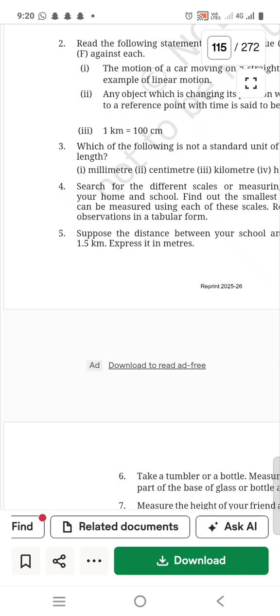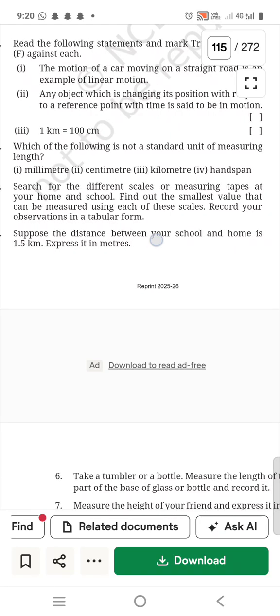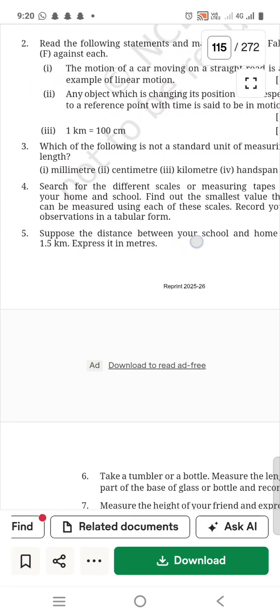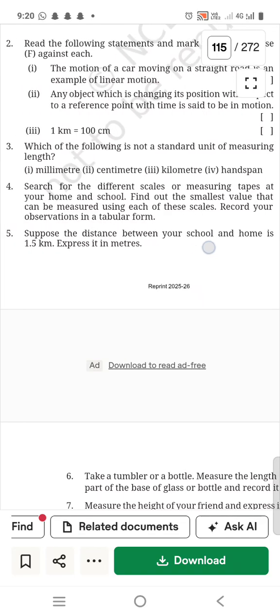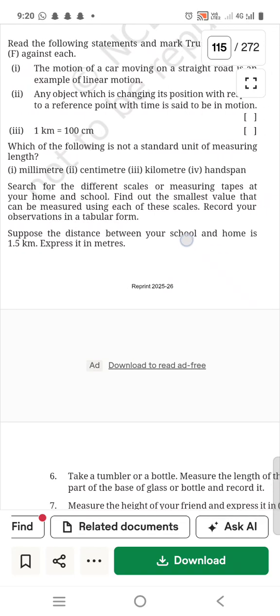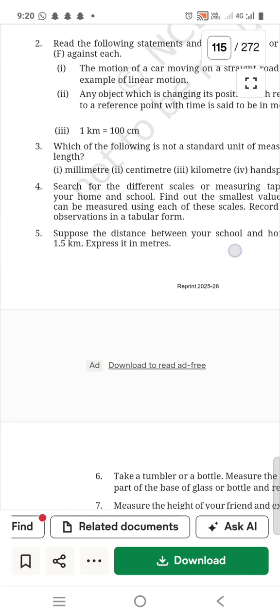Search for the different scales or measuring tapes at your home and school. Find out the smallest value that can be measured using each of these scales. Record your observation in a table form.